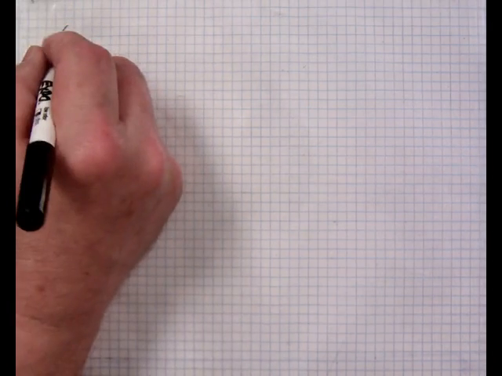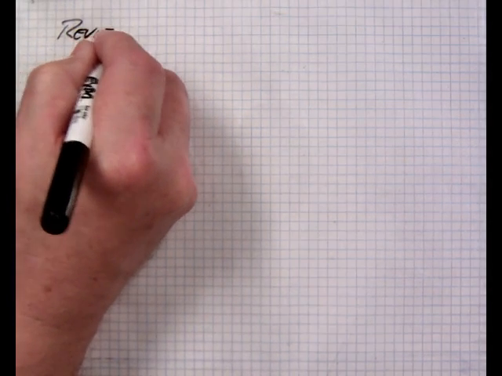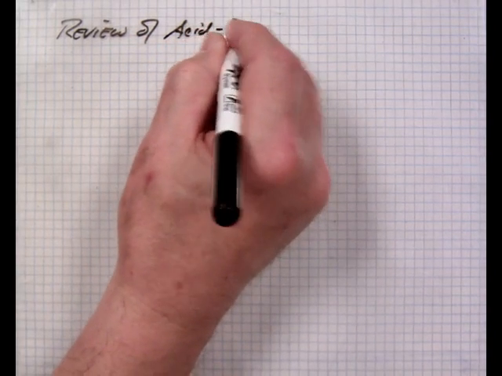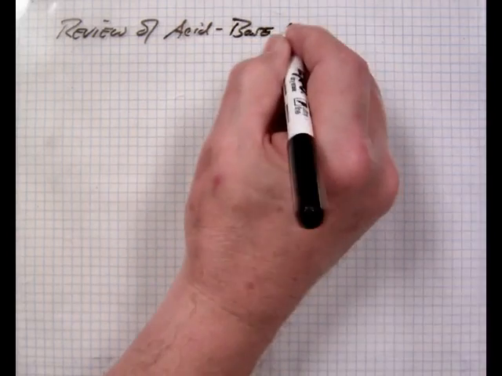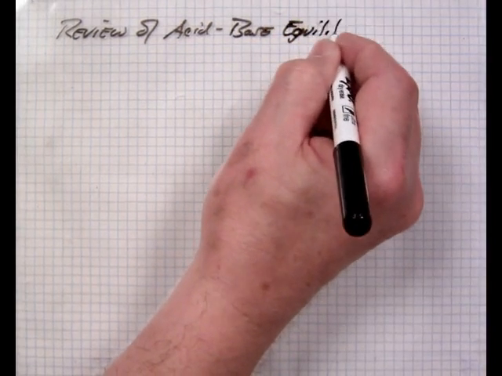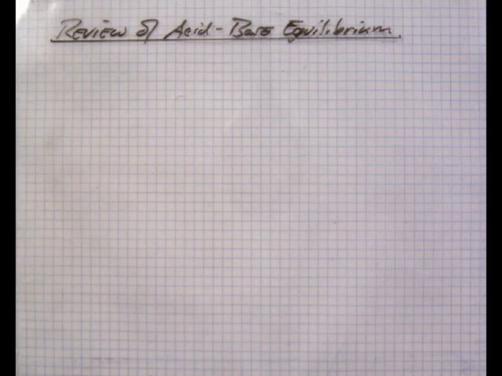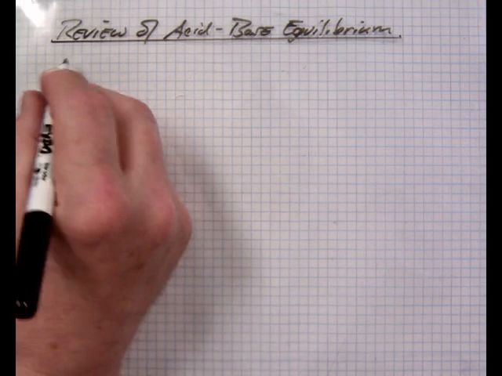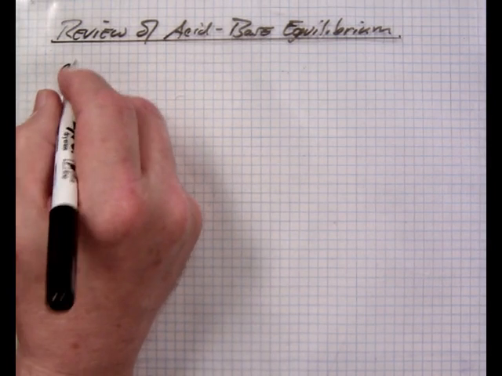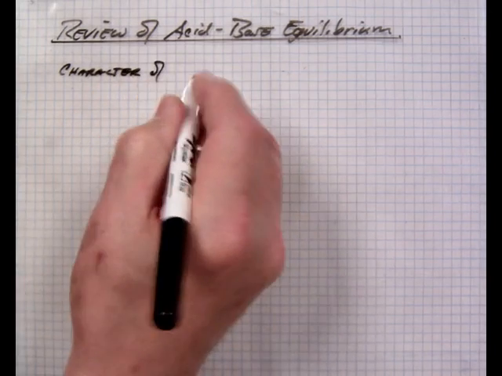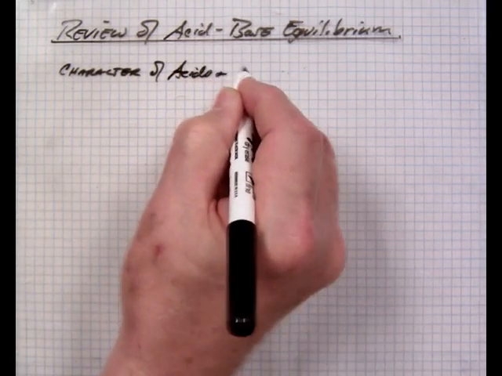Okay, so this will be a review of acid-base equilibrium. All right, first thing you want to remember is what constitutes an acid or a base or something of that nature. So we want to talk briefly, before we jump into the exam, the character of acids and bases.